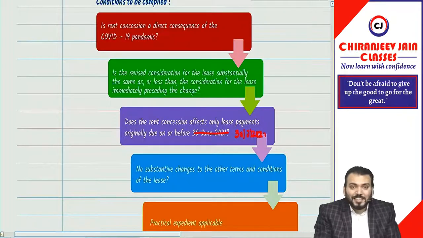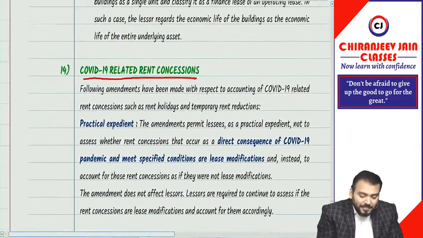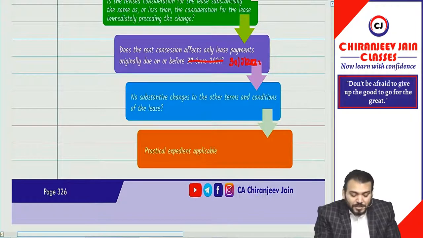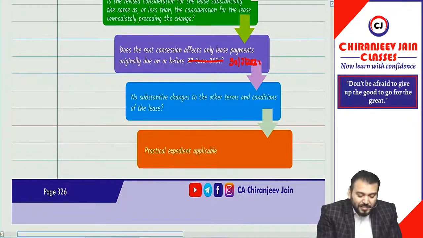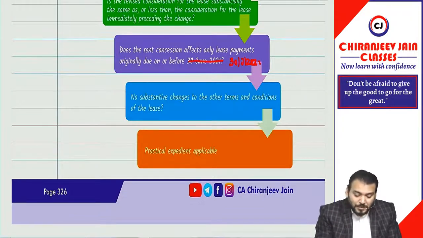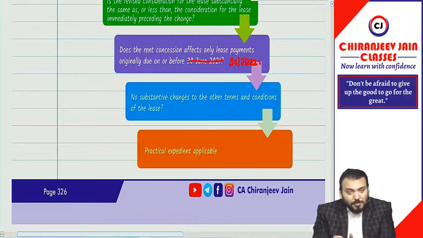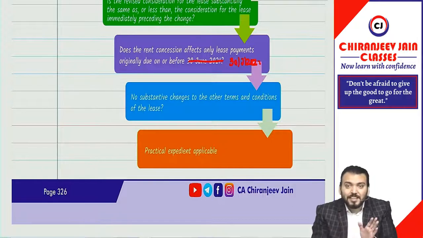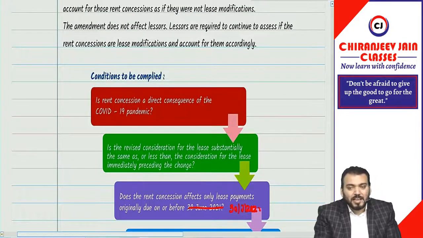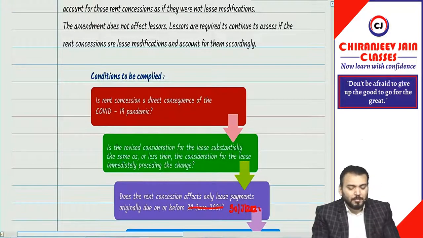So in this COVID-19 rent concession amendment, this period has been extended by 1 year. So we need to apply this condition by checking whether the rent concession affects only lease payments originally due on or before 30th June 2022. If this condition is satisfied, then there is one practical expedient available to the lessee, that they are not supposed to apply modification accounting, if you remember. Have you understood this point?